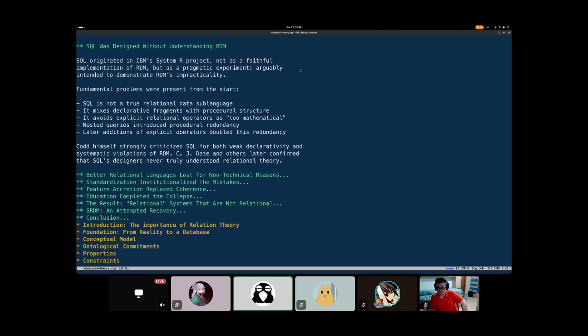So nested queries introduce procedural redundancy. I will go over examples so we can go over that. And subsequent additions to SQL, by the standard or not, basically have explicit operators that made the whole thing more fragile. So Codd at the time basically hated the implementation.